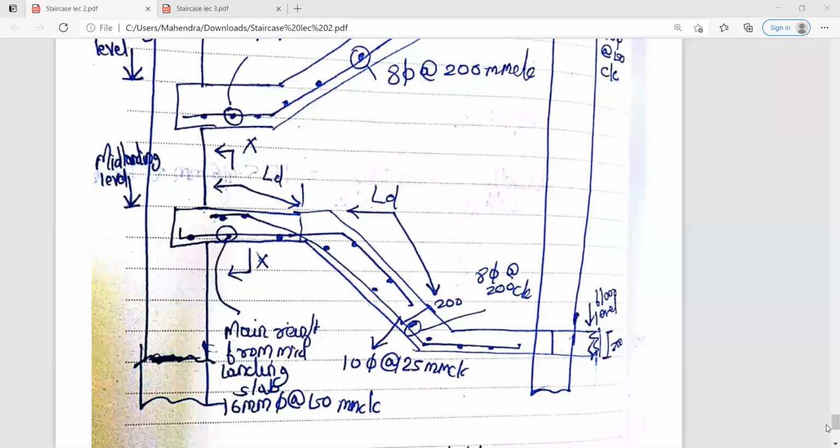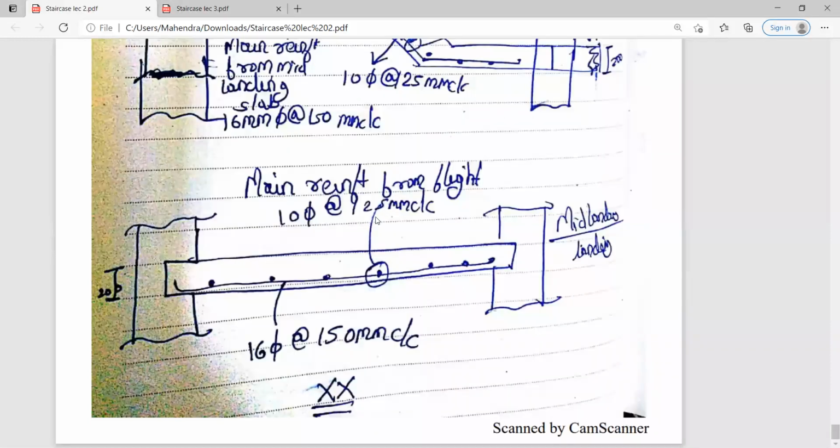Then proceeding for the section, this is your XX section. Again in XX section, the main reinforcement is shown for the flight. So main reinforcement for the flight is 10 phi at the rate of 125 center to center, और main reinforcement for the landing and mid landing. अभी लैंडिंग एंड मिड लैंडिंग के लिए मेन रेनफोर्समेंट आपने कितनी प्रोवाइड की थी? The main reinforcement for the landing and mid landing we had provided it as 16 phi at the rate of 150 millimeters center to center. So this is your section XX, and this is the whole detailing of your staircase.